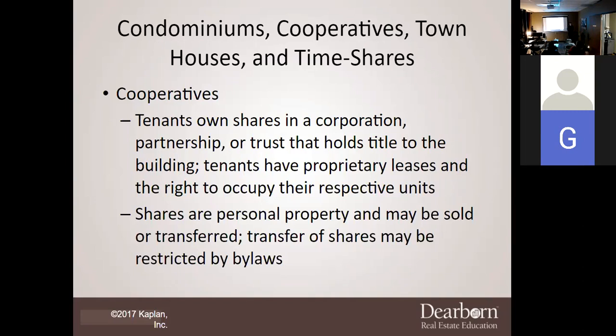So what happens is if I buy into a cooperative, I own into the business, so I own a portion of the business, but I don't actually own real estate, I just own ownership of the corporation, which is an ownership document, which is personal property. So I actually don't own my building, okay?